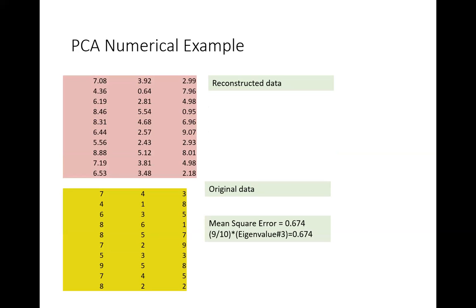So we have reconstructed the data. To do the reconstruction, you can use the same equation and just move things around. The reconstructed data is shown here, and at the bottom in the yellow box, I'm showing you the original data. Let us look at the first vector. Our original first vector was 7, 4, and 3. But when we reconstruct it, it is 7.08, 3.92, and 2.99. That means it's not the same as the original, but it's pretty close.